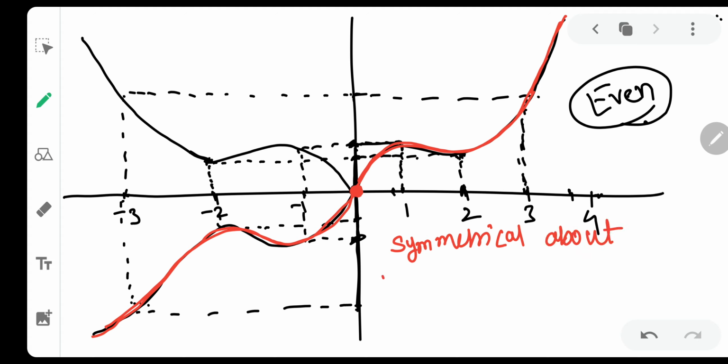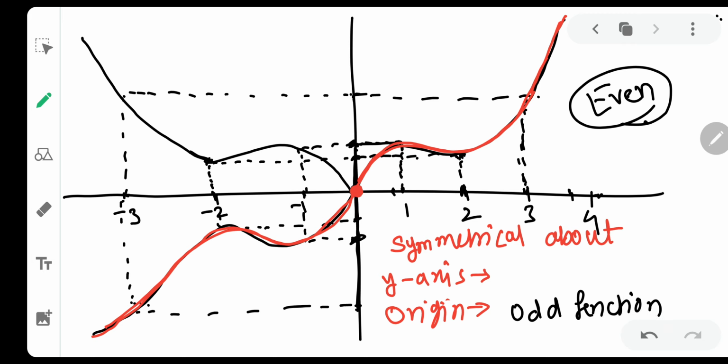So there were two cases. First was y-axis and the second was origin. Now imagine if the graph is the red graph and you do not have the function with you, but you can just check by observation that it is symmetrical about what? Origin. It means whatever the y values for positive x values, same values of x but in negative direction will give negative y values with the same magnitude. Symmetrical about origin means odd function.